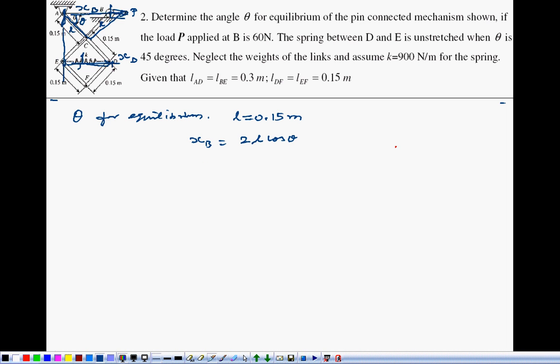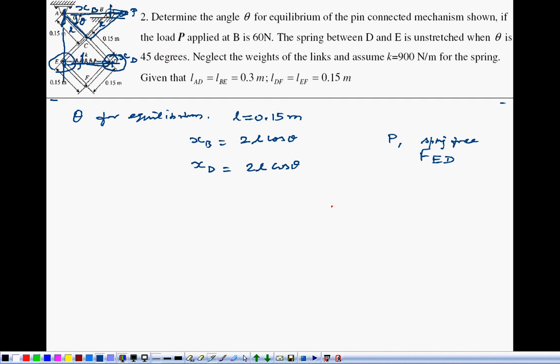Now the active force is P and the spring force, that is between E and D, I'm just going to call it FED. Okay. Since this particular point is not going to move horizontally, all we need to do is to track this particular point XT. Okay, so you can easily recognize that XT is also equal to 2L cos theta.